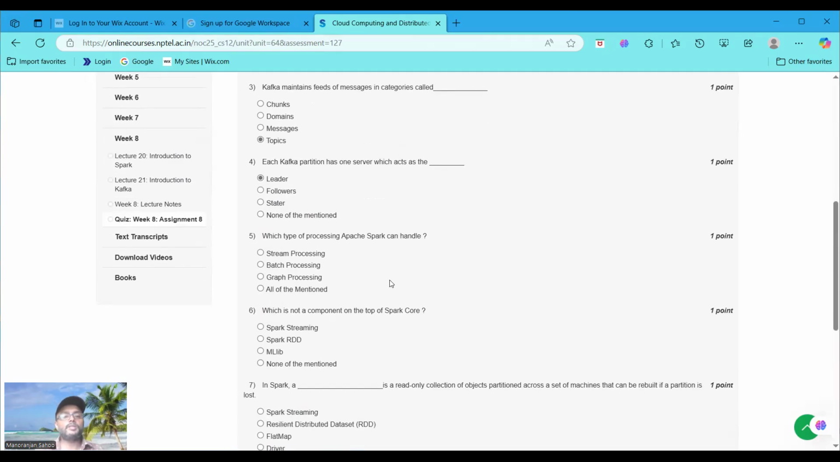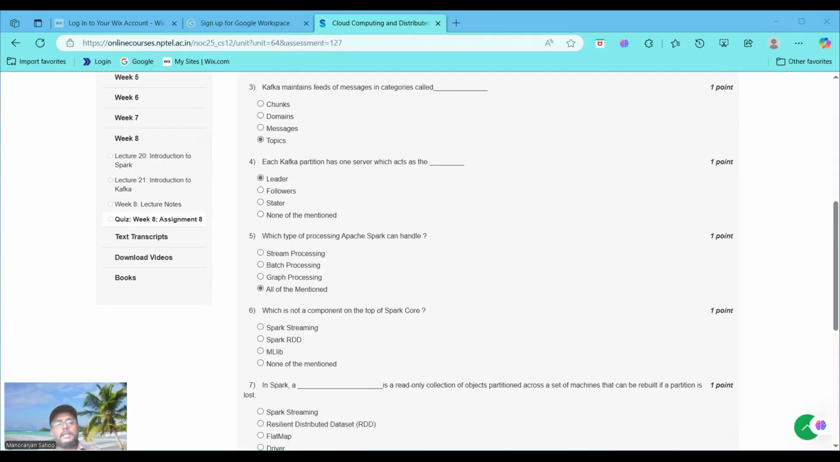Now, which types of processing can Apache Spark handle? Stream processing, batch processing, and graph processing. So all of the above are mentioned: stream, batch, and graph.